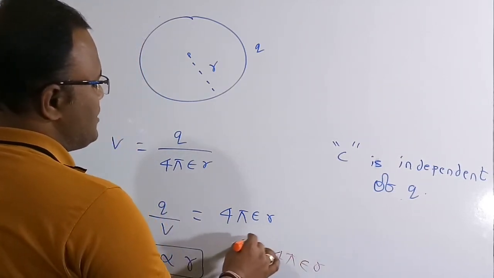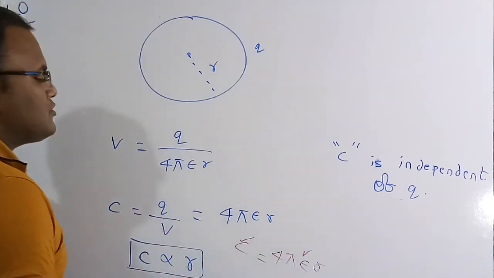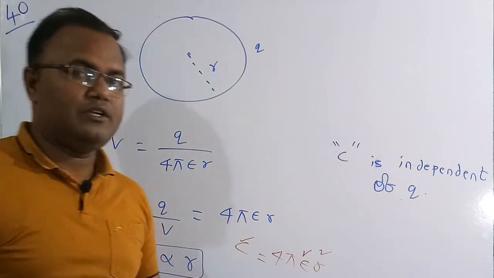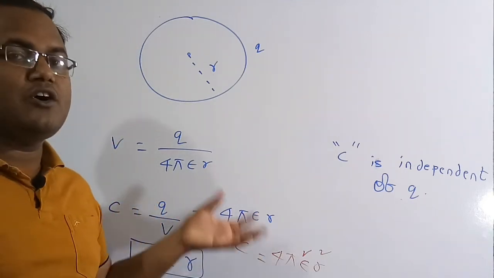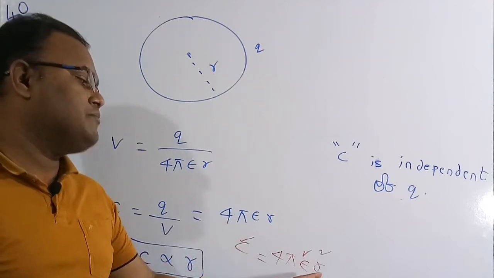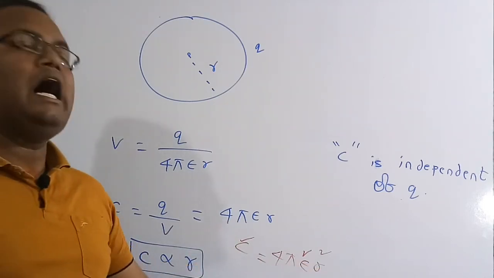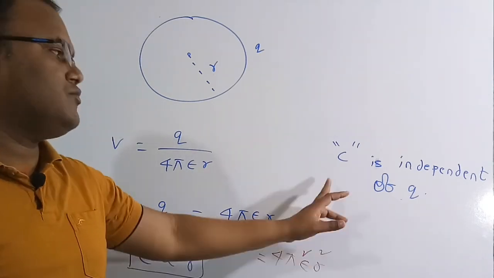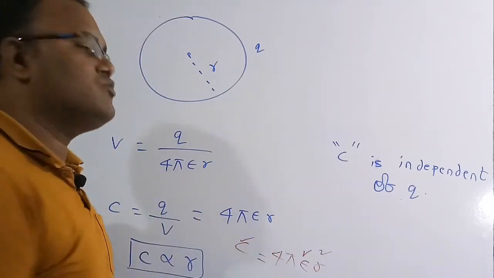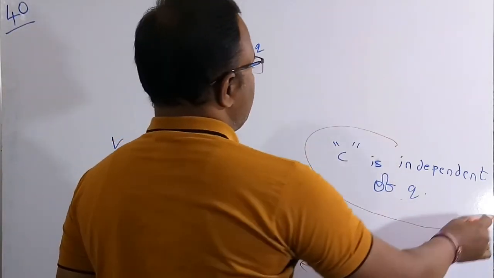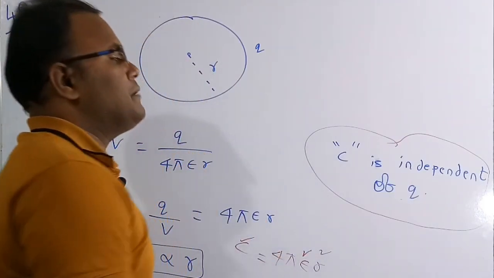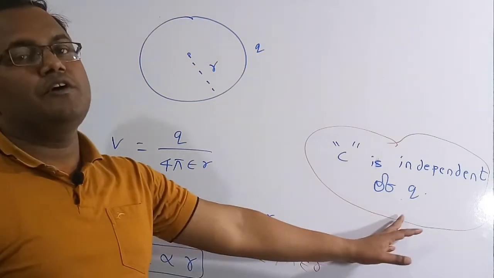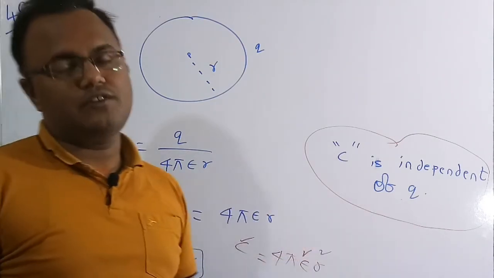So capacitance is going to depend only on the permittivity of the medium and on the radius of the sphere, but it is independent of the charge of a sphere. It is independent of the amount of charge present on that sphere. It depends only on the permittivity of the medium and r, the radius of the sphere. So we can say clearly C is independent of q. So this is the correct solution of this question. The capacitance of any sphere depends only on the permittivity of the medium and on the radius of the sphere, but it is independent of the charge present on that sphere. So this is the correct solution of this question.